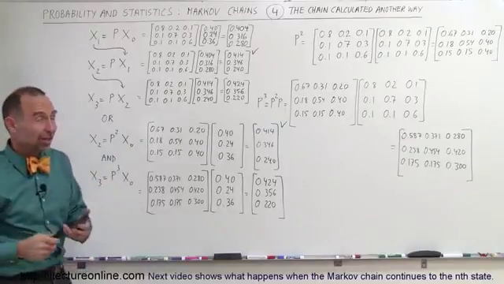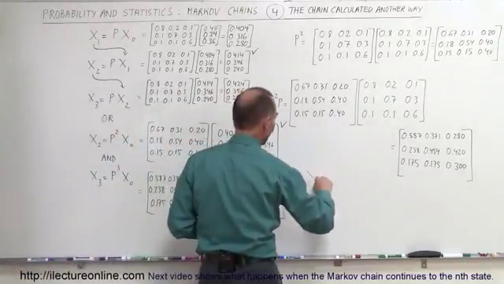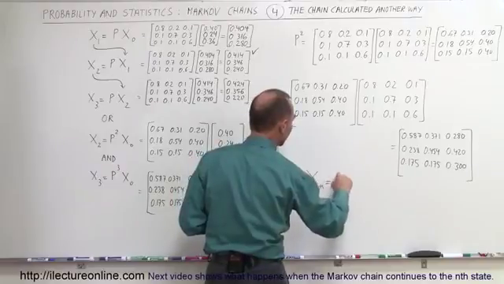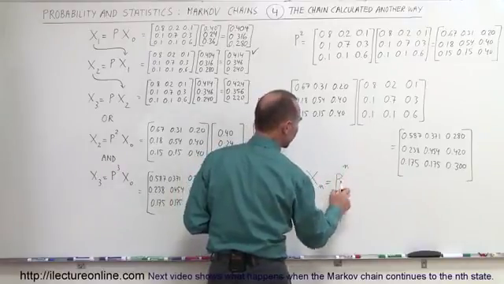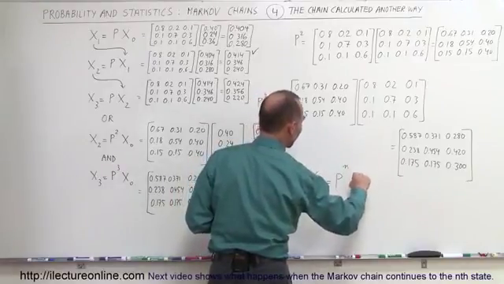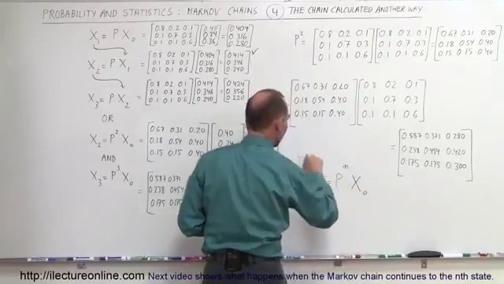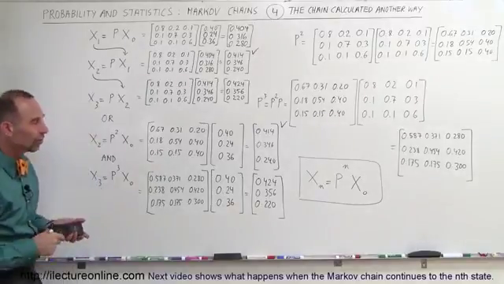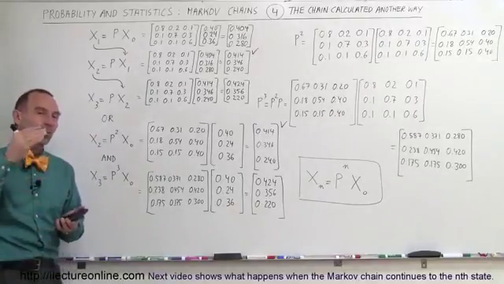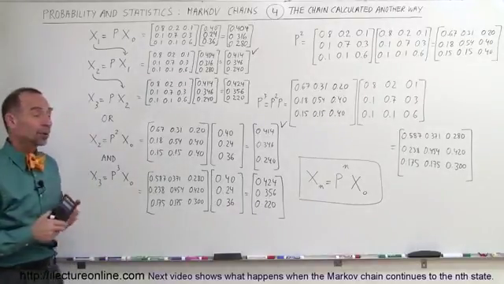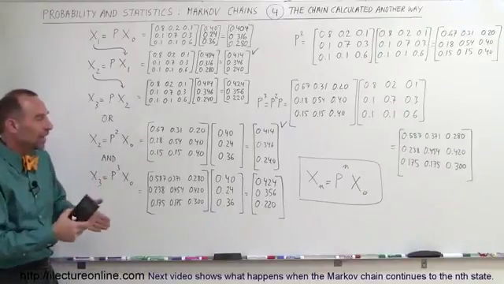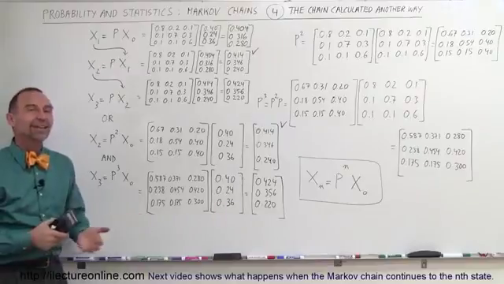So if you want to generalize it, you can say that x sub n, the nth state, is equal to the probability matrix to the nth power, times the initial state. And that's what we learned in this video, that there's 2 ways in which you can find the result. Using the Markov chain, 1 step at a time, or simply saying I'm going to take the probability matrix, raise it to the n power, and then multiply times the initial state to get the nth state. And that's how we did that.